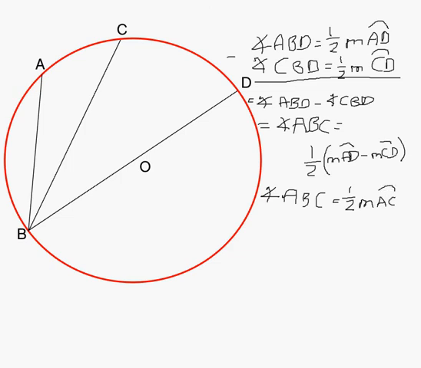So by being able to prove that this is true for inscribed angles whose sides are diameters, and by subtracting two such inscribed angles, we can come up with any arbitrary inscribed angle, and we can prove that any such arbitrary inscribed angle is equal to half of the measure of its intercepted arc.